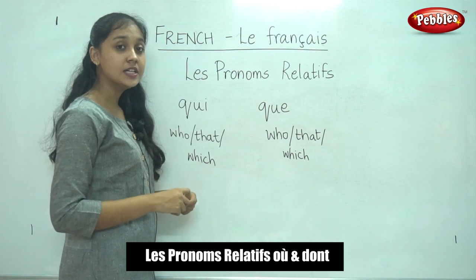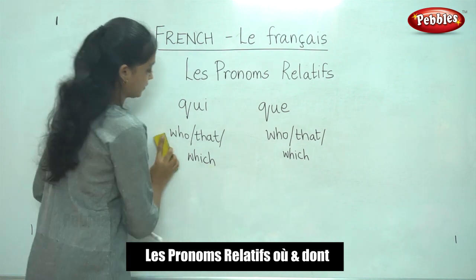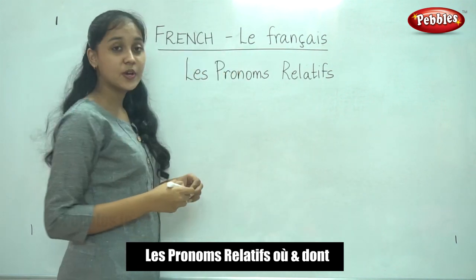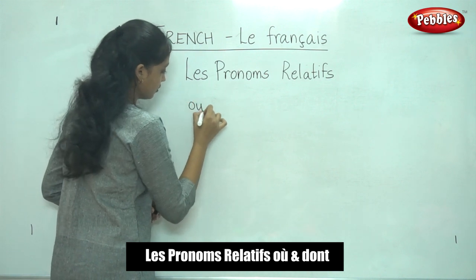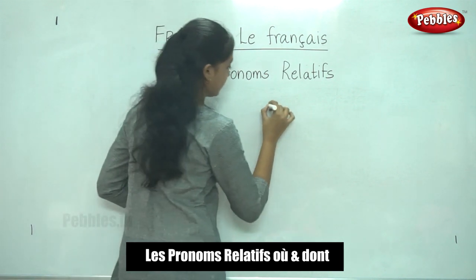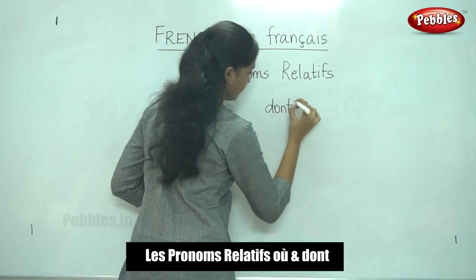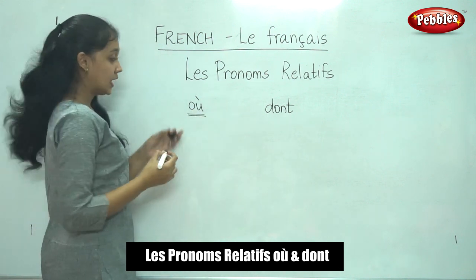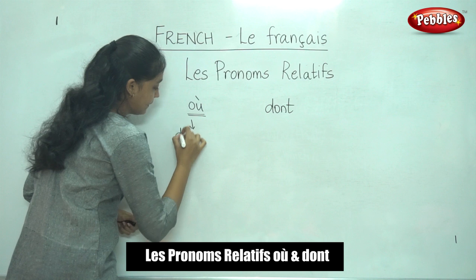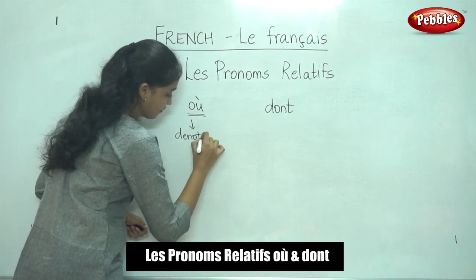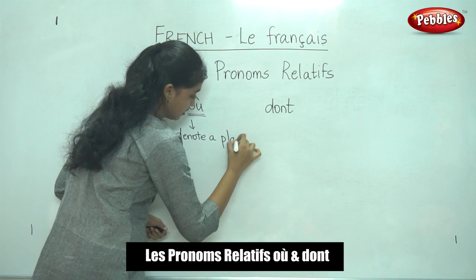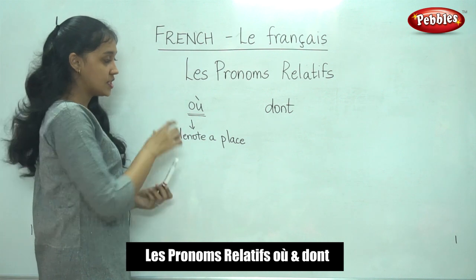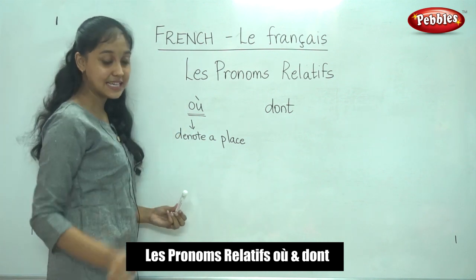Today, we are going to learn two more relative pronouns. The two pronouns we are going to learn today are ou and dont. Ou and dont. Now, the word ou is used to denote a place. So now, shall we see the use of ou in a sentence?